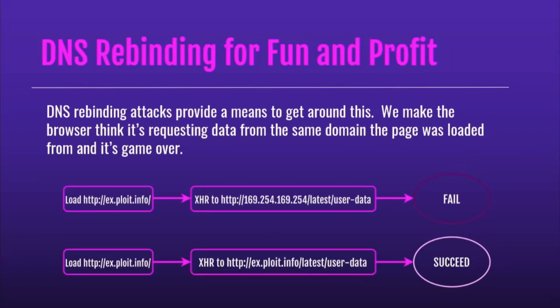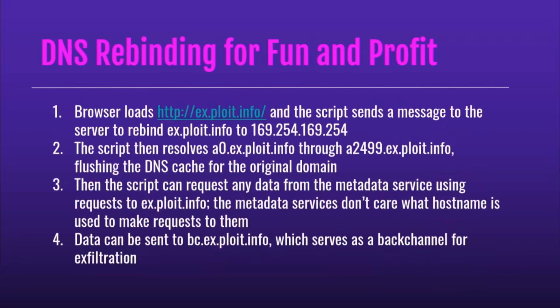So what if you do just keep talking to the same domain? What if you have the browser go to x.ploit.info. It does some kind of XML HTTP request to the metadata service. It's going to fail. Like, we know that. This is standard same origin policy JavaScript. But if I go to exploit.info and I do an XML HTTP request to exploit.info with the same path, it's going to succeed. Like, this is standard stuff.